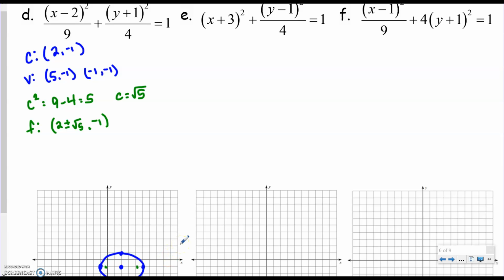Okay, last thing is eccentricity. Just take your C, divide by A. So the square root of 5 divided by A, which is 3, square root of 9, and you're done there.